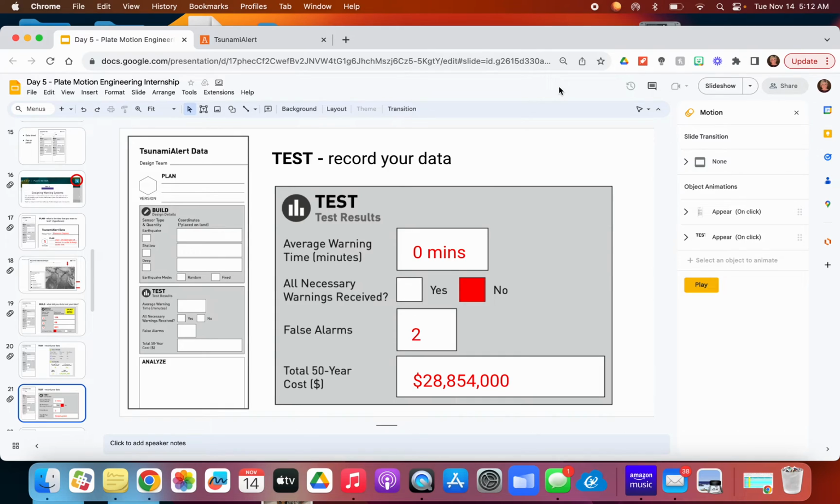So my average warning time was 0 minutes. Not all of the necessary warnings were received. There were 2 false alarms, and my total cost over the year is $28,854,000.